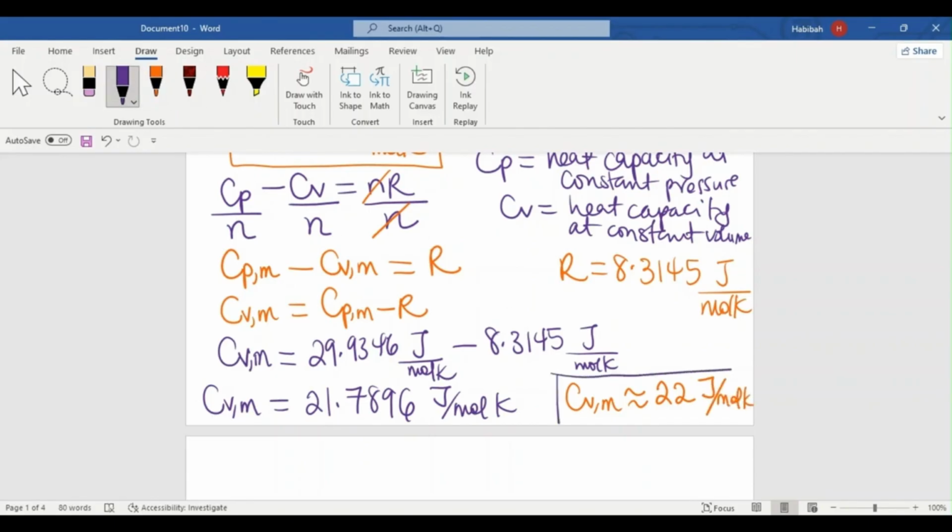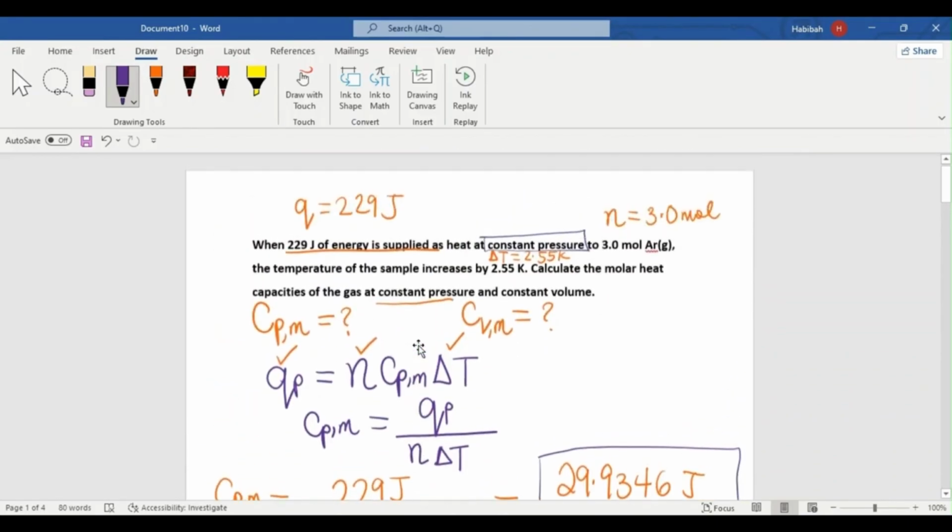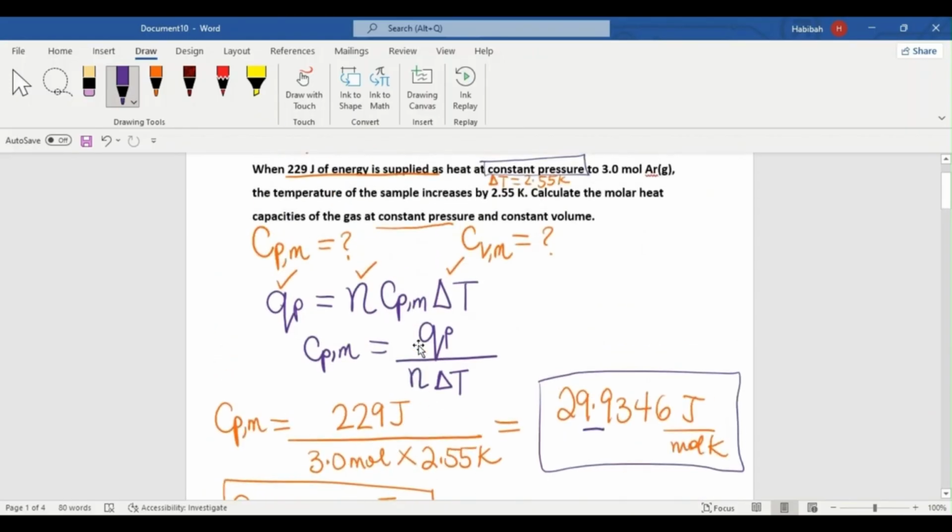You can see that we solved for CPM, and we immediately could solve for CVM using this particular formula. So this is basically how you do this question. If you have any questions, put it in the comment section.